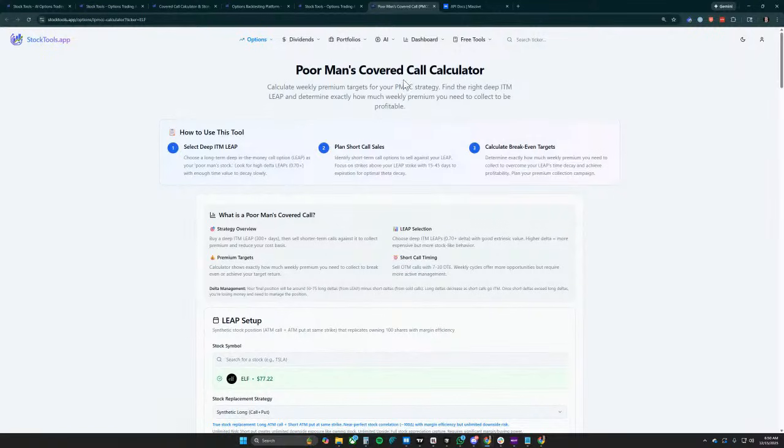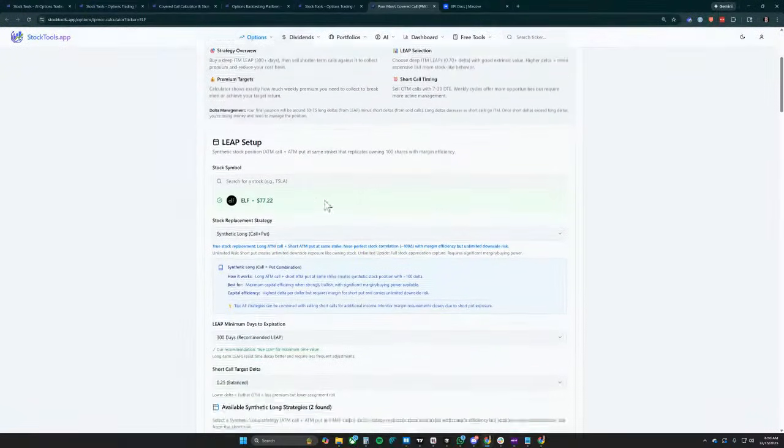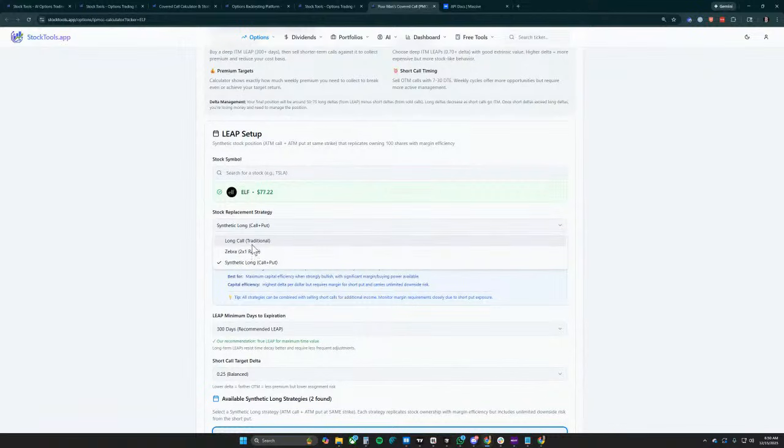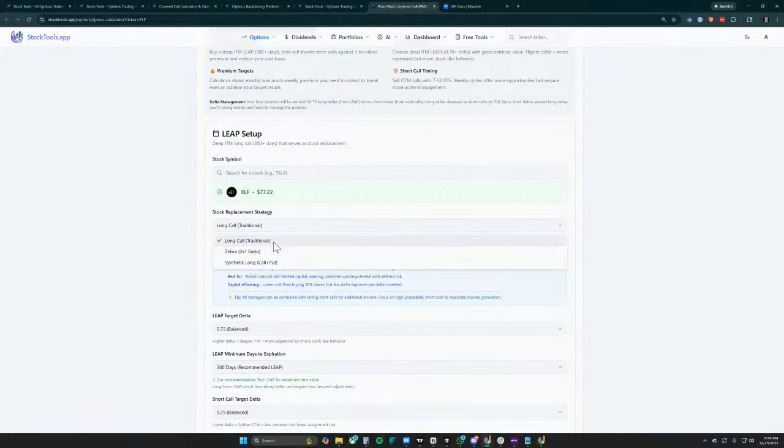So I've actually built a whole poor man's covered call calculator just for those scenarios, and I do have a way to switch between what you want the long side to be. Do you want it to be just a long 80 delta put, or 80 delta call, or a zebra where you buy 270 calls and then sell the 40 to get that 100 delta balance, or do you want the synthetic long where you're buying the call and selling the put?